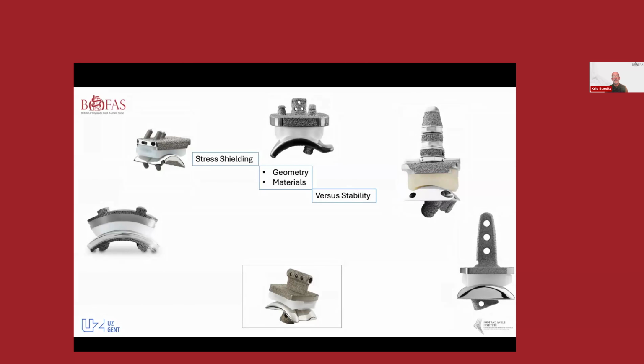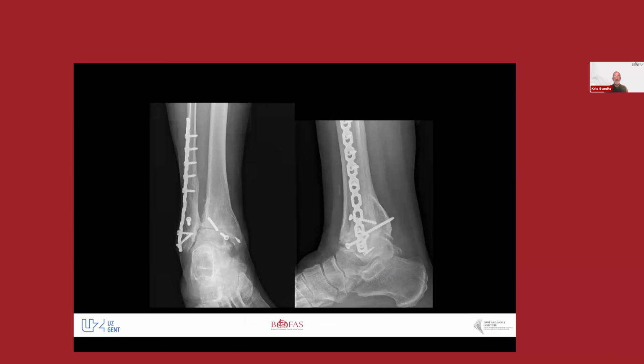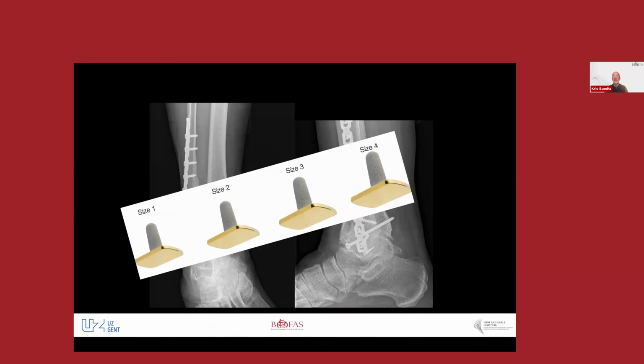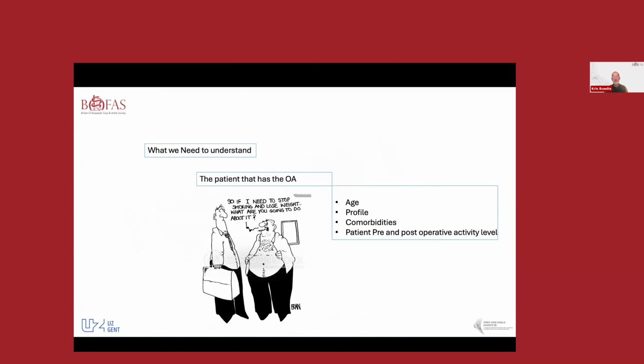And there are a lot of implants on the market. They have different geometry, different coverage, and different designs. And in the end, you have to make a choice between stress shielding versus the stability that you want to achieve in your implant. And you also need to know the different sizes to compensate for post-traumatic defects. Because if you have a case like this, where you see a bit of a posterior malleolar fracture, and you have only 4 choices of tibial implant, you know you will have a problem if you cannot cover the complete tibial side of your deformity.